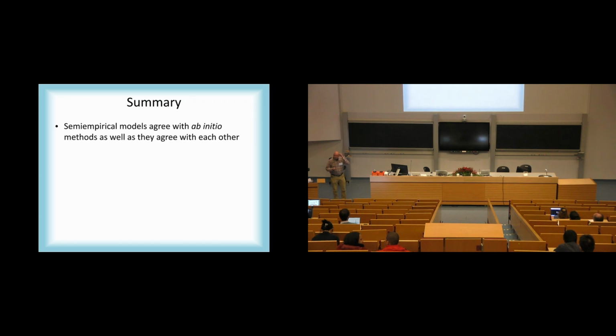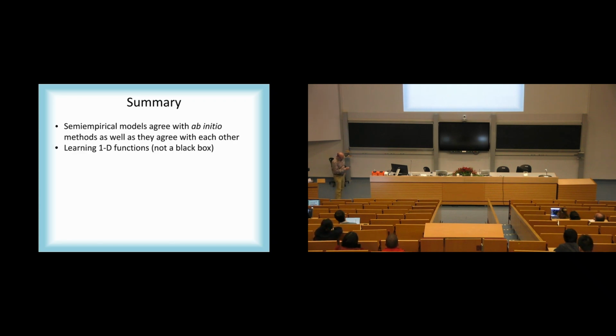I want to start with the summary. The take-home message is that we can get a semi-empirical model, this is on the ANI1 CXX dataset, to agree with DFT to the same level that different ab initio theories agree with one another. So we can put semi-empirical theory in the same box as ab initio on this dataset.